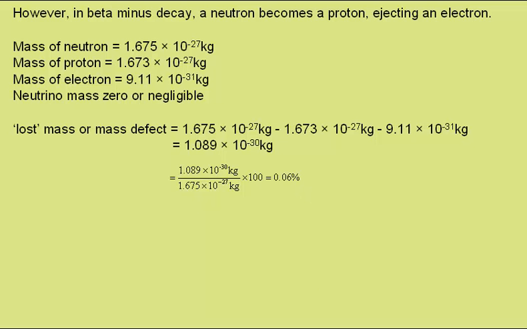To find the energy released in this decay, we can use E equals mc squared, putting in the lost mass or mass defect in kilograms and the speed of light in a vacuum squared, gives an energy of 9.8 times 10 to the minus 14 joules.